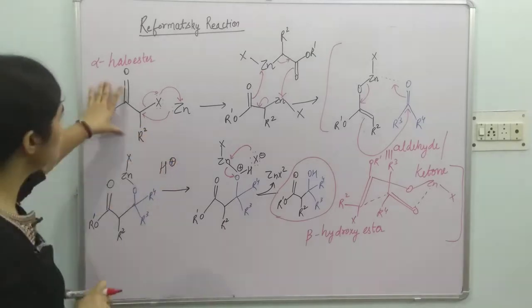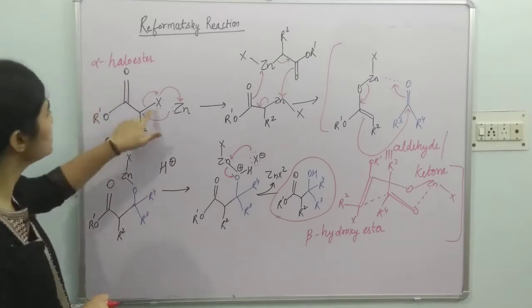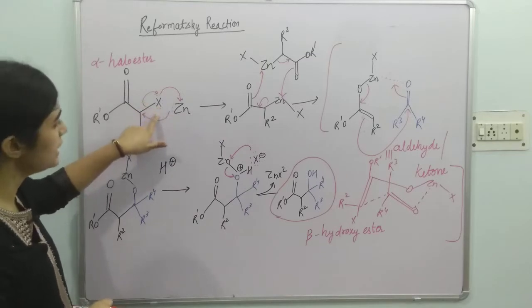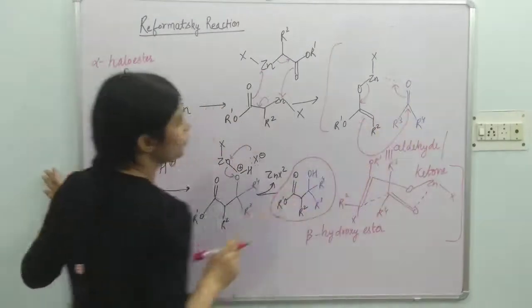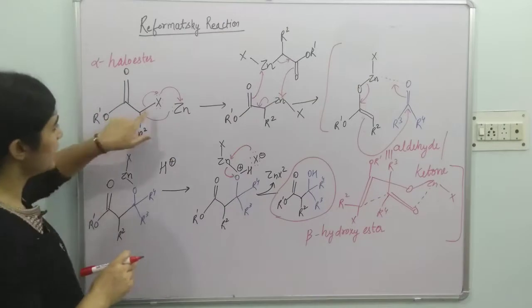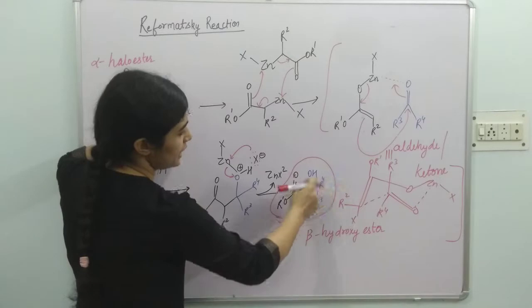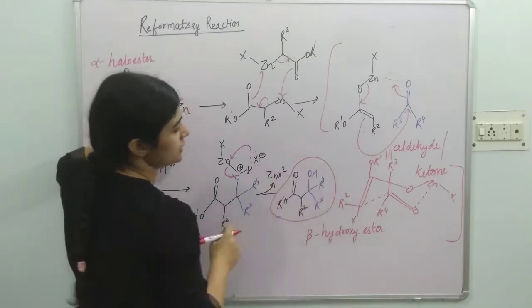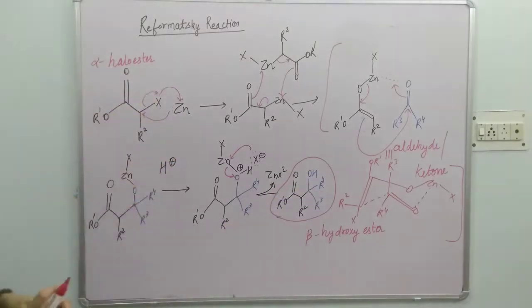Now, if you see the reactants and your products, what is happening? This halide, this halogen is being replaced by your aldehyde or ketone, whatever is there. Alright, instead of this X, what is coming here? Your aldehyde or ketone in the form of a hydroxy. Alright, so this is the Reformatsky reaction.